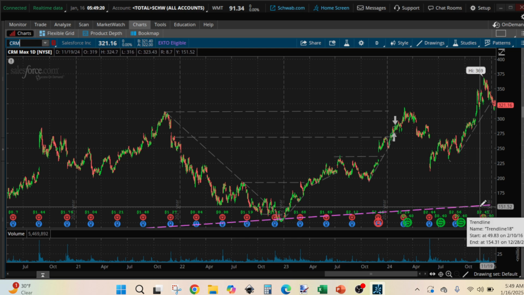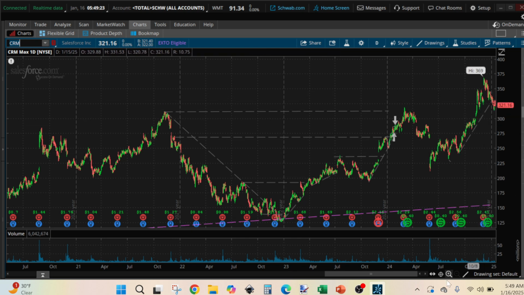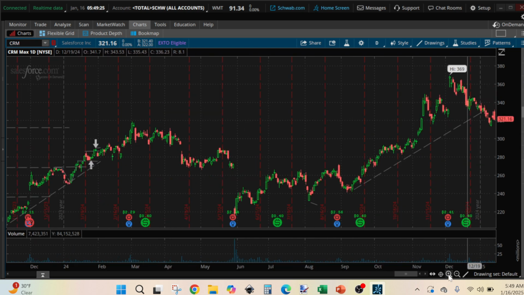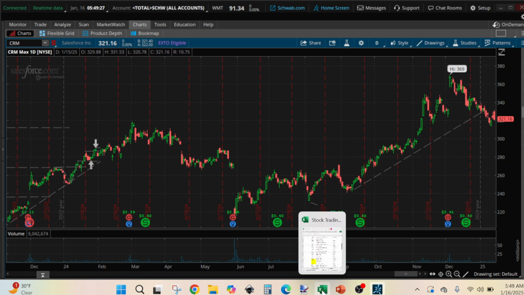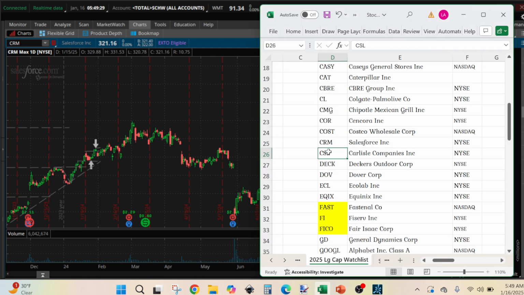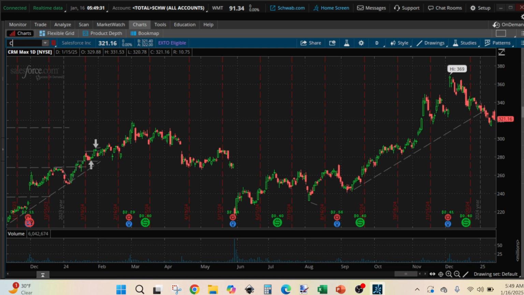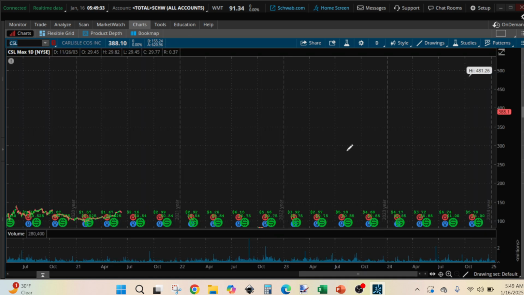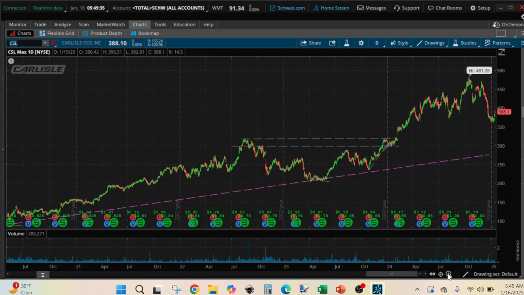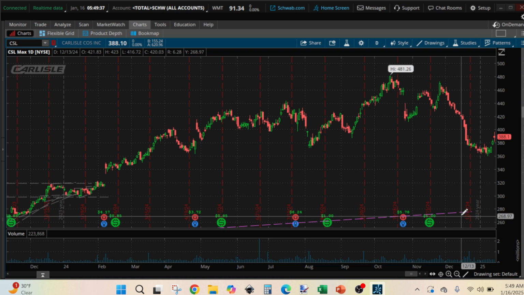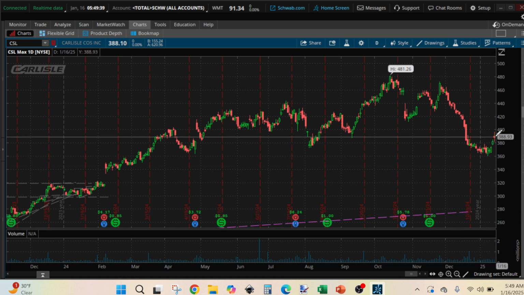We like to enter at this line. Right now is far from it. The next one is CSL. We like to buy at this trend line, but right now is far from it.